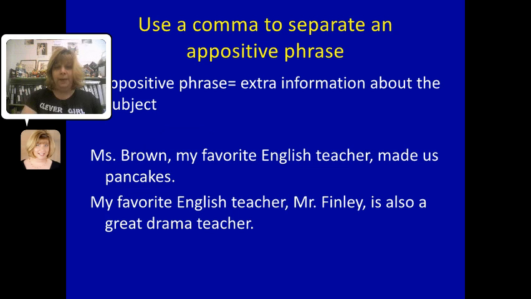Or in the second example, "My favorite English teacher, Mr. Finley, is also a great drama teacher." In this case, again, Mr. Finley becomes an appositive phrase to describe who your favorite English teacher is, and the comma helps to separate that information from the rest of the sentence.